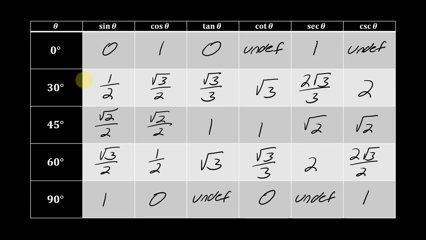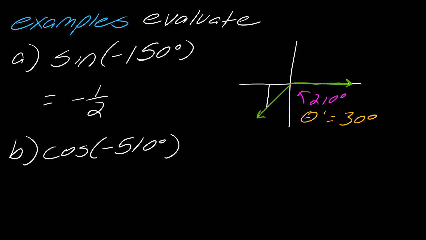So I've got, let's see, here's my 30 degrees. So for sine of 30 degrees, that's 1/2. However, we are in the third quadrant. In the third quadrant, only tangent and cotangent are positive. So I need to adjust this to be negative. You see what I'm saying? So this is going to equal negative 1/2. That would be the value.